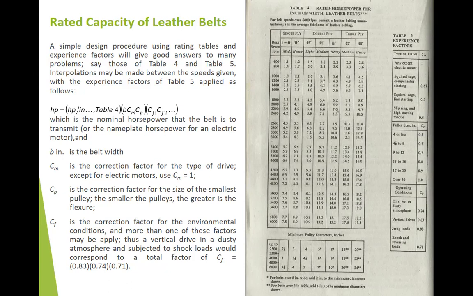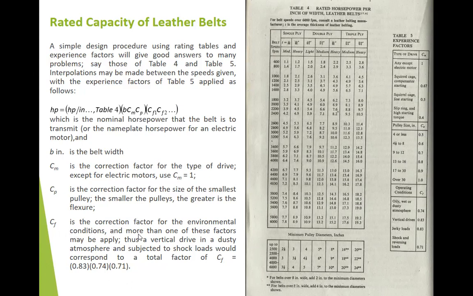Cm is the correction factor for the type of drive except for electric motor, which is 1. So, ito yung mga drive niya. Squirrel cage, 0.67, 0.5. C sub P is the correction factor for the size of the smallest pulley. The smaller the pulley, the greater is the pressure. So, C sub P. Ano yung size ng smaller pulley mo? Hanapin mo dito. Yan ang factor. Huwag ka lang mag-less dito sa minimum.